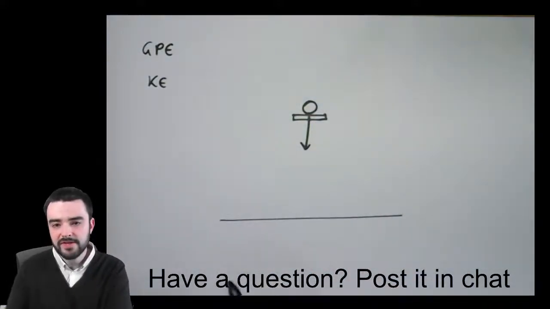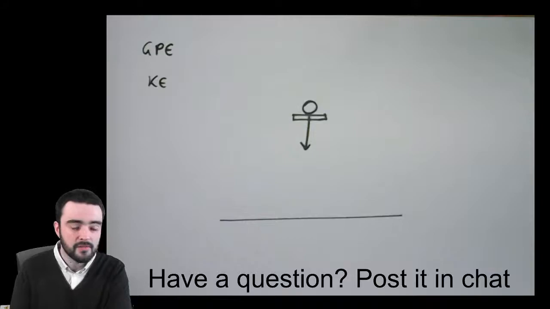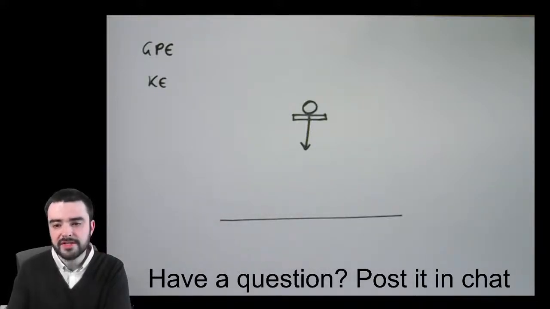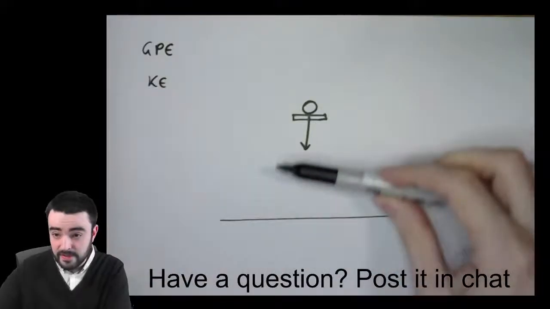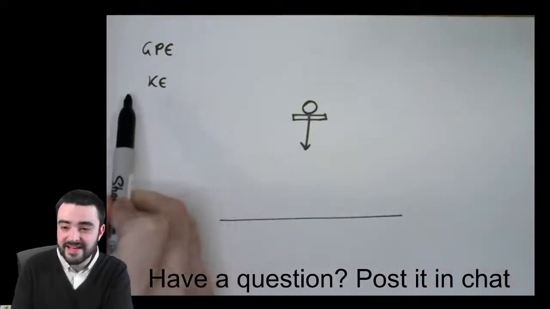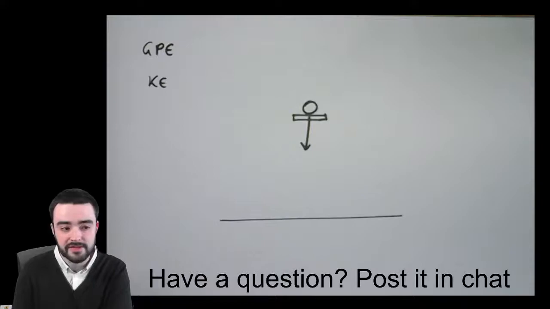And so it's losing gravitational potential energy, but one of the big rules of energy is that it cannot be created or destroyed. So it's going to transfer that energy from gravitational potential, which is about things being moved up above the planet, to kinetic energy, which is about things moving.